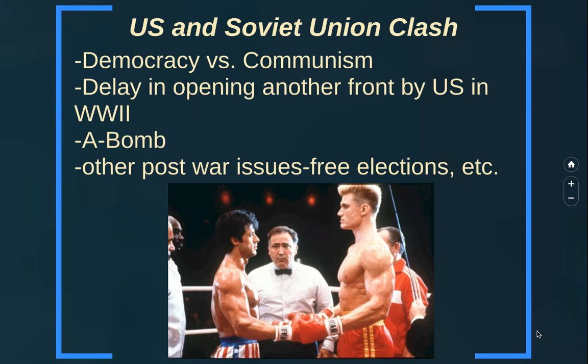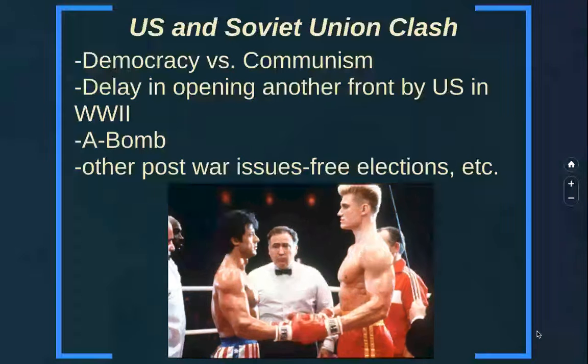Some of the tension is that the United States was asked by the Soviet Union to come and help. The United States is going to delay that. That's going to be a big bone of contention between the United States and the Soviet Union, so that's leftover from World War II. Then the atomic bomb. The United States did not tell the Soviet Union, hey, we've got this bomb and we're getting ready to drop it. And we also didn't share our technology with the Soviet Union, even though we were allies with them.